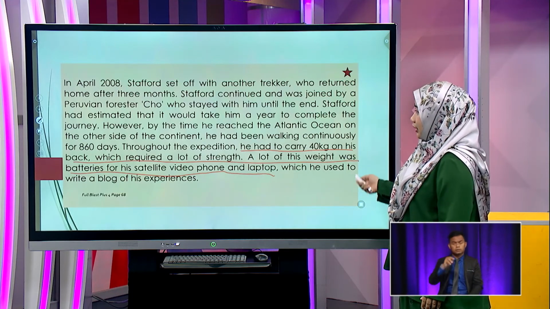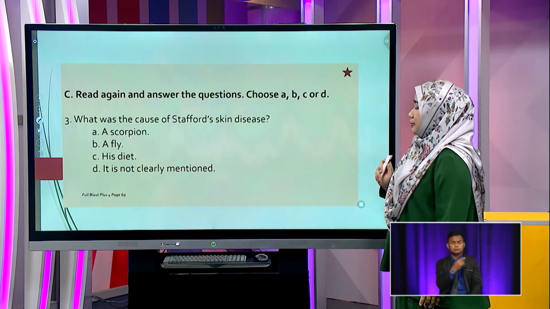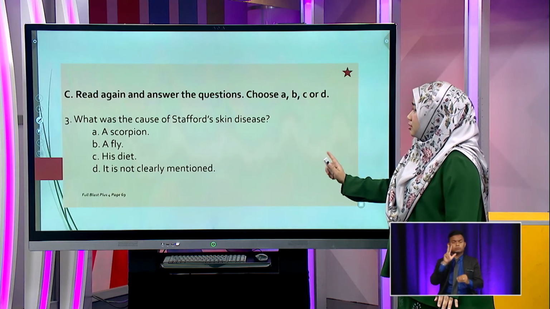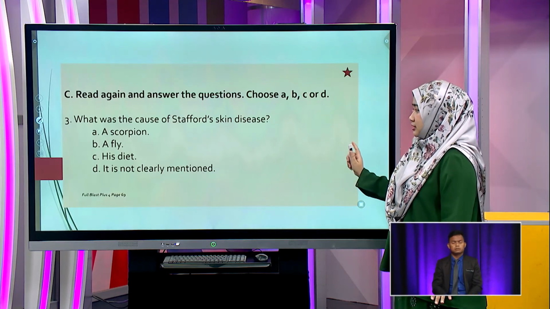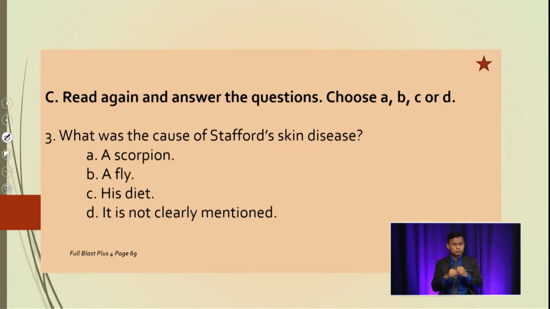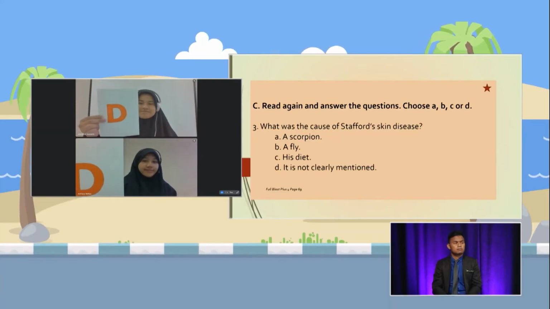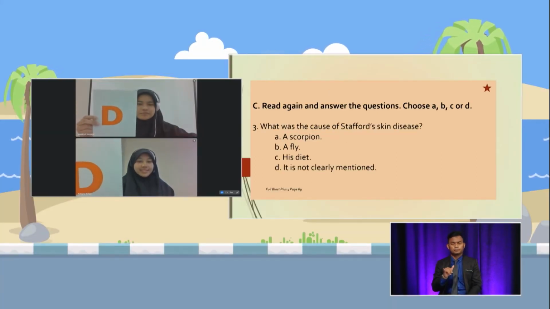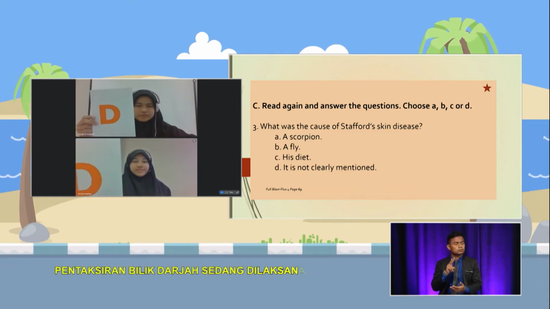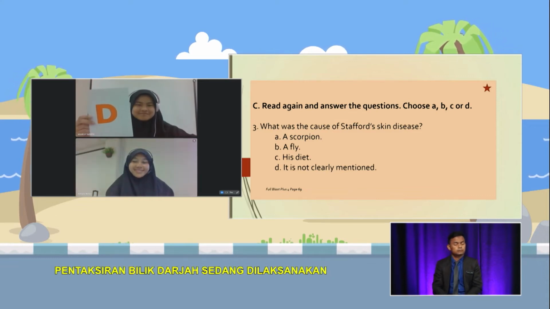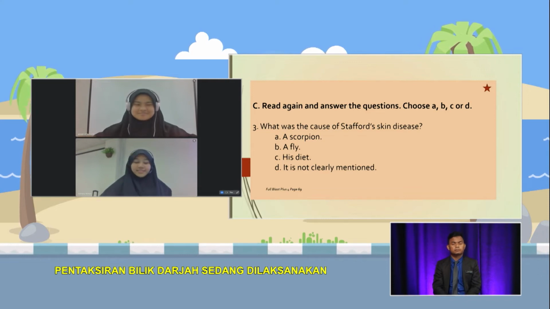Okay, next, moving on. This is question number 3. What was the cause of Stafford's skin disease? A, a scorpion, B, a fly, C, his diet, and D, it is not clearly mentioned. So girls, which one's your answer? So both answered D. I felt squeamish when I was reading this part in the text. Skin disease is not clearly mentioned. Answer D. Is that the correct answer, Teacher Liyana?